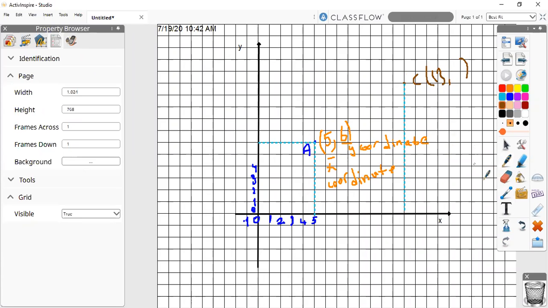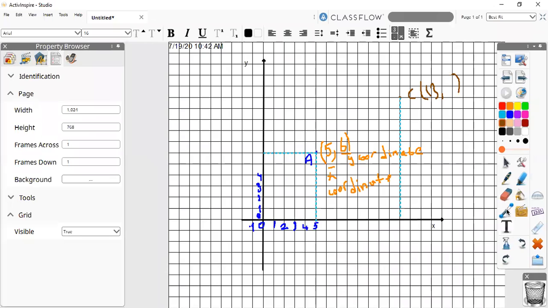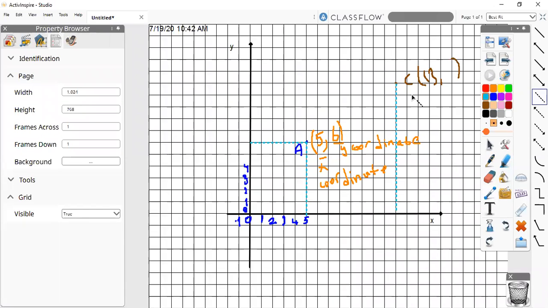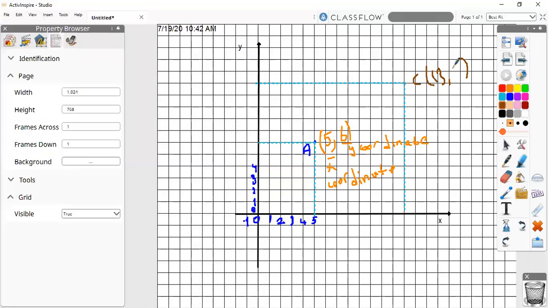Let me find the y-coordinate. Y-coordinate, we are going to find with the same method. From the point to the y-axis, we are going to draw perpendicular line. Okay, it will be 4, 5, 6, 7, 8, 9, 10, 11. Now this point C has coordinates 13 for x and 11 for y.